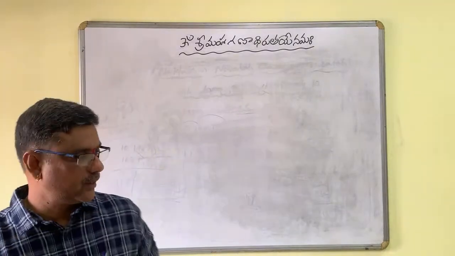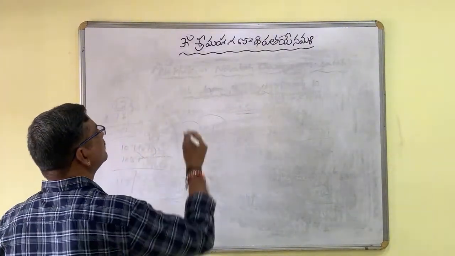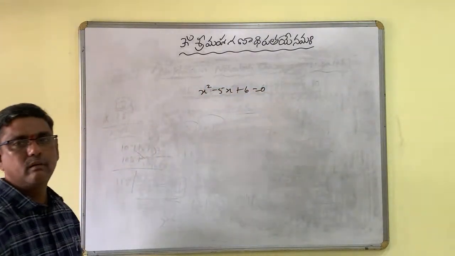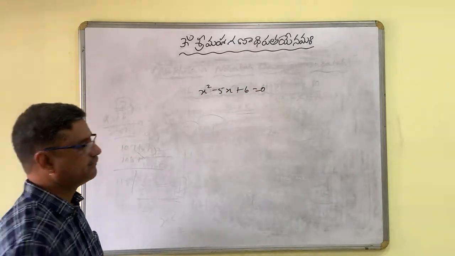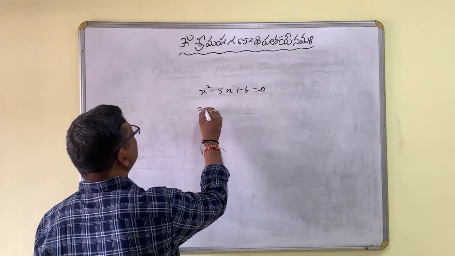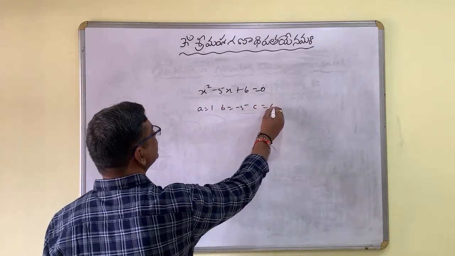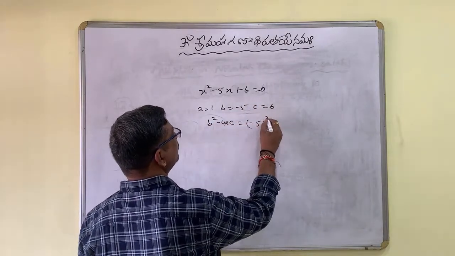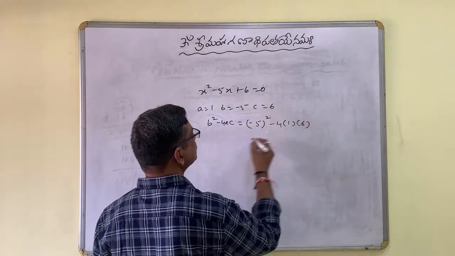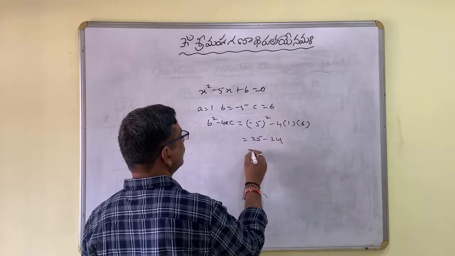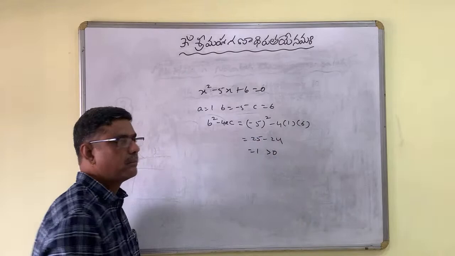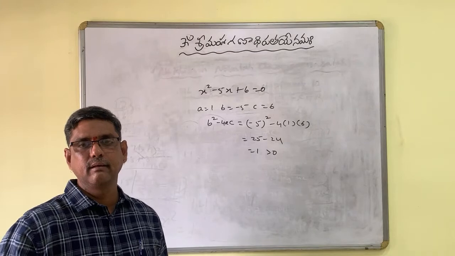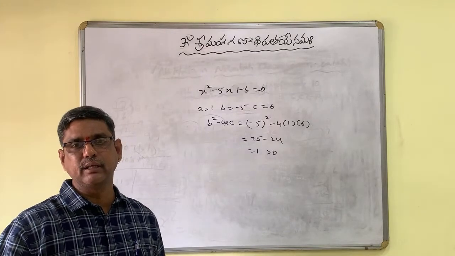Consider a quadratic equation x square minus 5x plus 6 is equal to 0. Find its roots. ఇది మనం ఆల్రెడీ చేసేసాం. ఇలాగా a is 1, b is minus 5, c is 6. So calculate b square minus 4ac: minus 5 whole square minus 4 into 1 into 6, 25 minus 24, 1, greater than 0. b square minus 4ac 1 వచ్చింది. 1 is greater than 0.